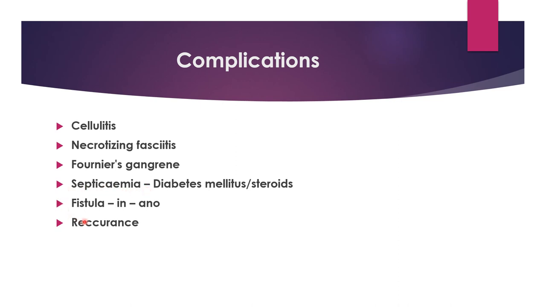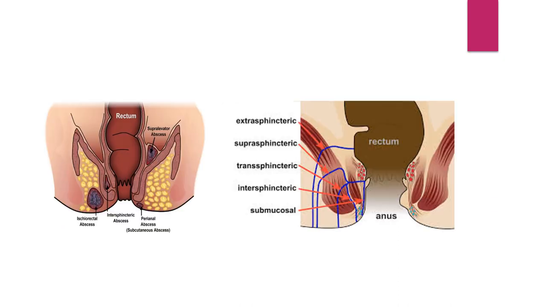The most common complication is fistula in ano, which results in recurrent attacks of perianal abscess and chronic abscesses. This slide shows the complications: various types of fistula in ano can result from the abscess rupturing into the rectum, anal canal, as well as outside, leading to fistula formation.